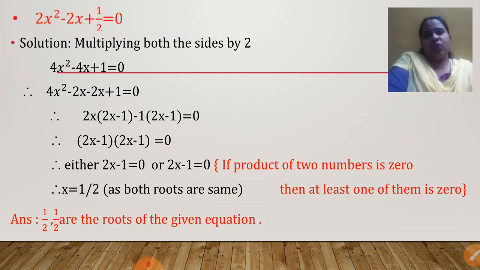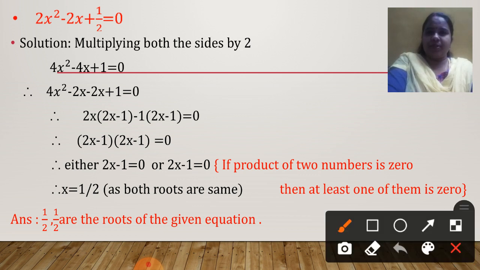2x square minus 2x plus 1 upon 2 is equal to 0. Now see this. I have selected this sum purposely because now there is a fraction involved here. Nothing different. First step, get rid of that fraction. Multiplying both the sides by 2. Yes, both the sides. Throughout the equation you multiply by 2.